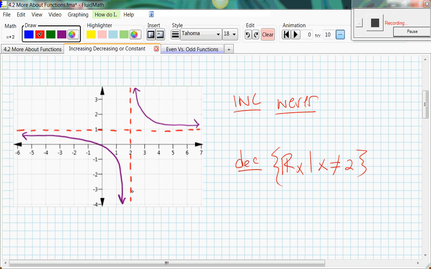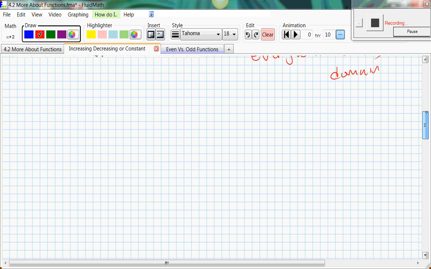We can exclude this line here because that is our vertical line at x equals 2. So this graph is constantly decreasing. It's decreasing everywhere on its domain. So I'll say everywhere on its domain. So that's the deal with that one. And that's all I have for those two right there.